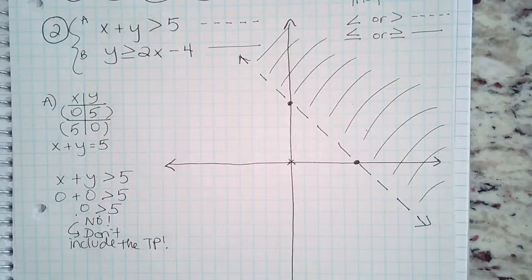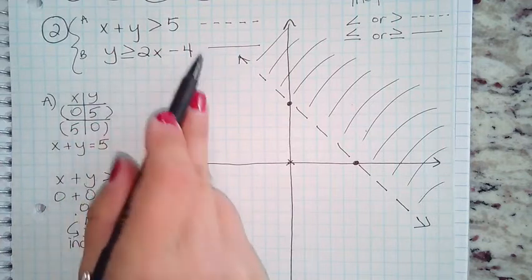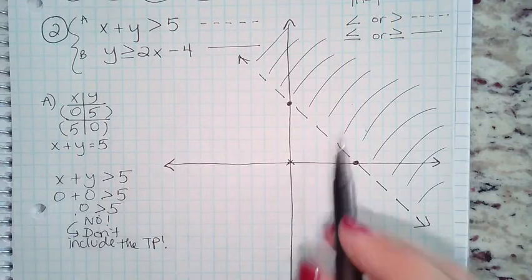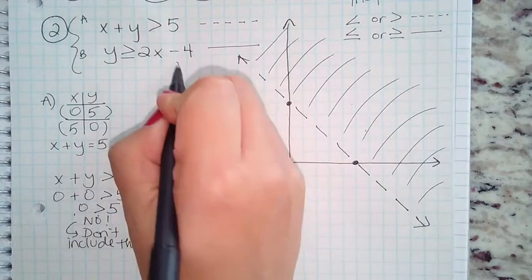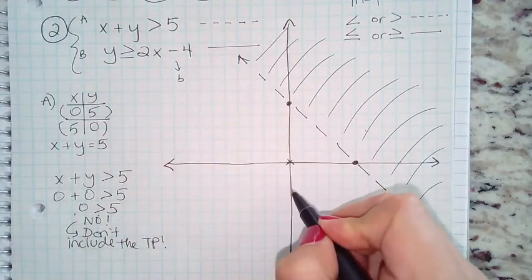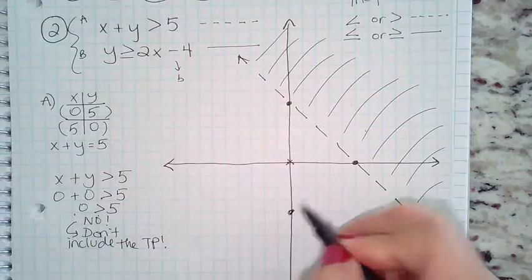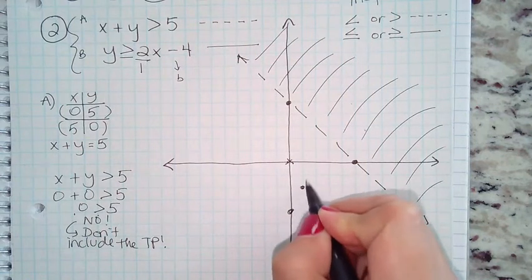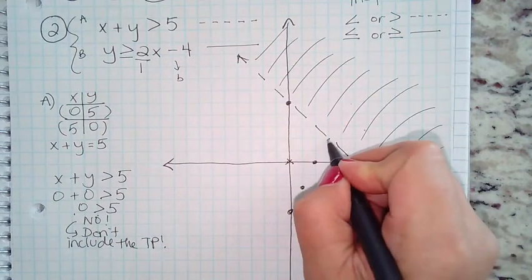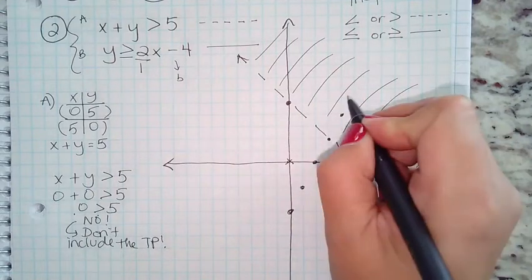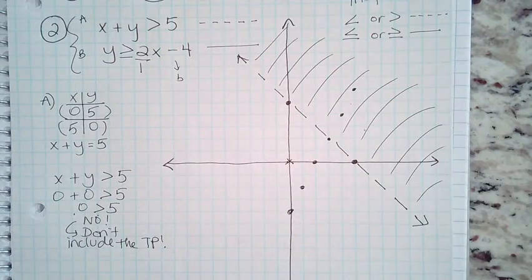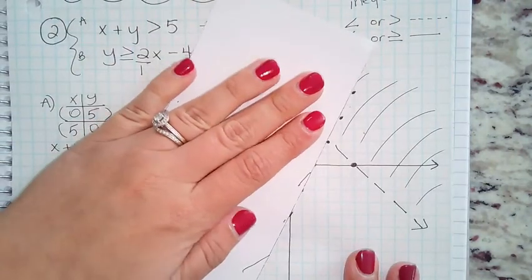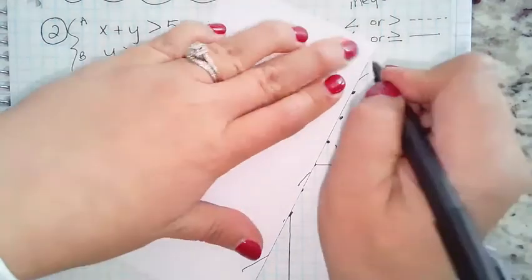Okay. Now for the part B, this one's in y-intercept form, so why not use that, right? So now I'm going to go down to 4 because that's my y-intercept. 1, 2, 3, 4. And then my slope is 2 over 1. So I'm going to go up 2 over 1, up 2 over 1, and keep going. You can keep going as far as you want. And remember, we already determined that this one's a solid line. And so I'm going to connect the points.